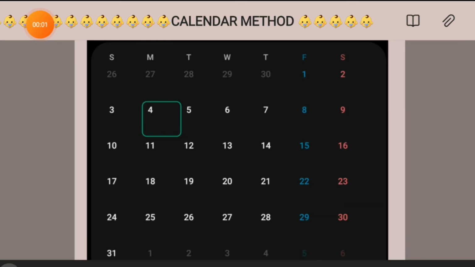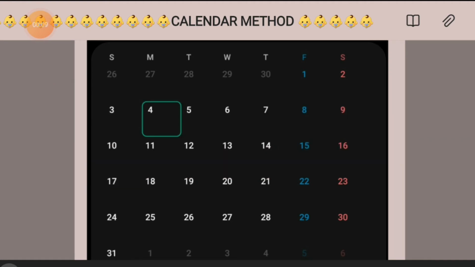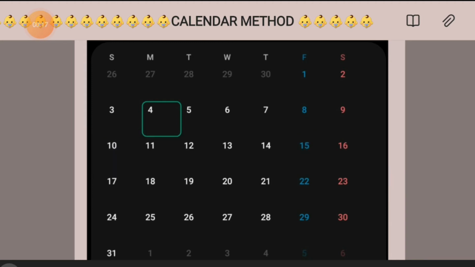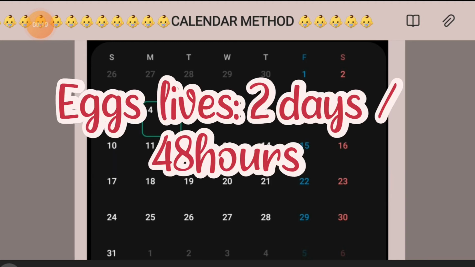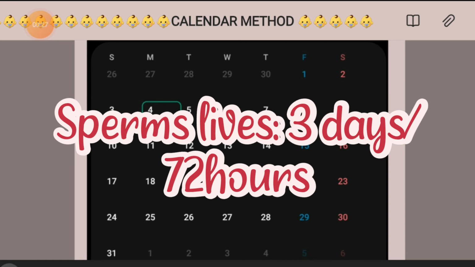Now, let's talk about how to get pregnant using this calendar method. First, let's have a very quick review. Ovulation happens on the 14th day of the menstrual cycle, where the mature eggs are released from the ovaries, and the egg has 2 days or 48 hours of lifespan, and the sperm has 3 days or 72 hours of lifespan.